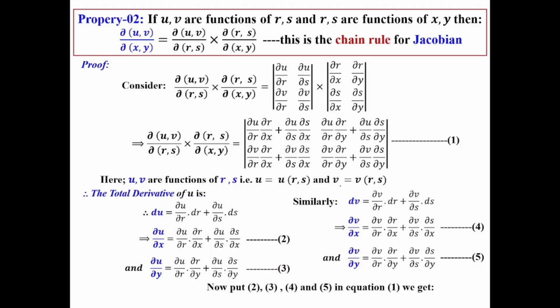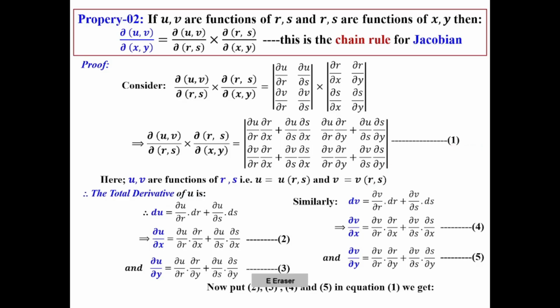Similarly, if v is a function of r, s, then the total derivative of v is dv equal to del v by del r into dr plus del v by del s into ds. Now consider del v by del x and del v by del y. Let these be your equation numbers 4 and 5. Here del v by del x means del r by del x, del s by del x. Likewise we can get equation number 5. Now put equations 3, 4, 5 in equation number 1.